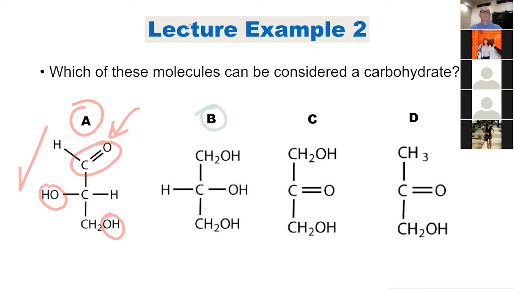It's missing an aldehyde or a ketone group, so I think no. That's right. So it's got the 3 carbons. That's good. It's got more than 2. It's got 2 or more alcohol groups. That's good. But right, it doesn't have the functional group in order for it to make a ring. It doesn't have an aldehyde or a ketone. This is actually glycerol. 3 carbons, 3 hydroxyl groups. That is not, however, a carbohydrate.